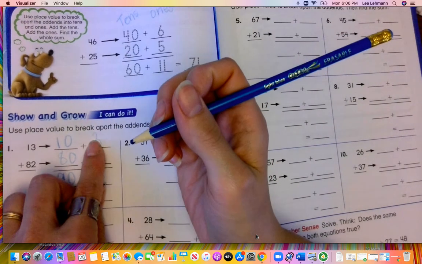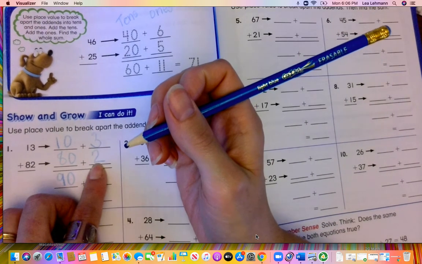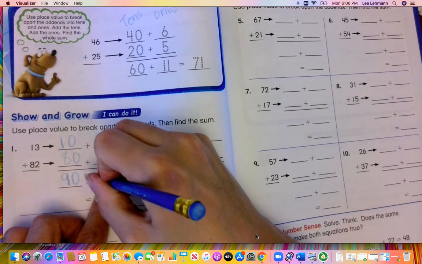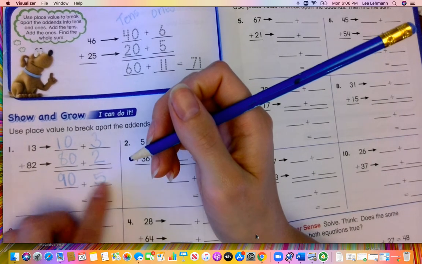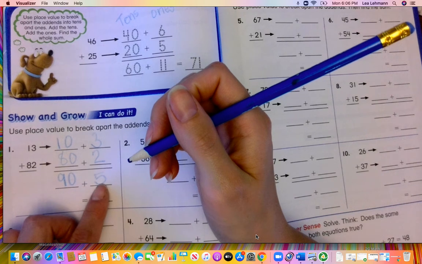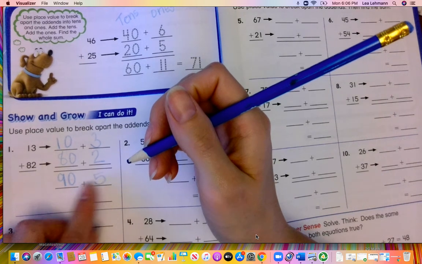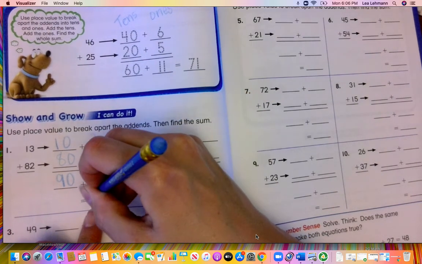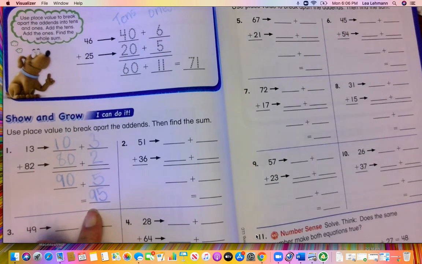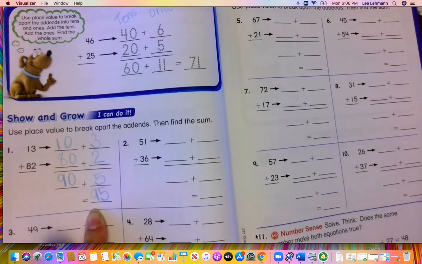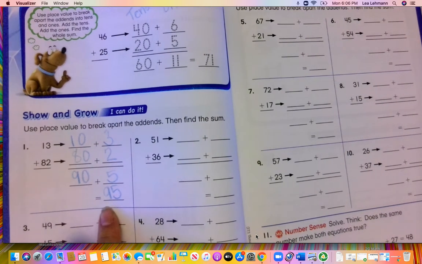Okay. When you add a 3 and a 2 together, you get 5. So that's a really easy equation to look at. What's 90 and 5 together? Well, that's pretty easy. It's just 95, right? 95. Good. All right, let's look at number 2.